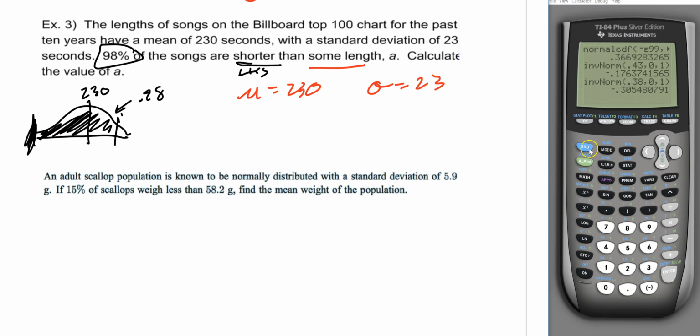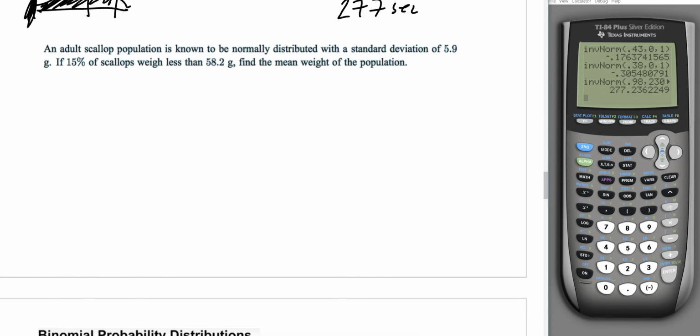So I'm gonna go on my calculator and put invert normal. So my area is 0.98. My mean this time, I actually have a different mean. It's 230. And then 23 is my standard deviation. Hit paste, hit enter, and I got most songs are shorter than 277 seconds. So most songs are shorter than 277 seconds. So that's the idea.